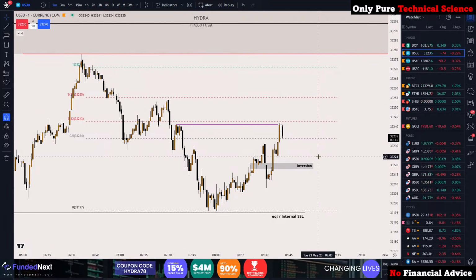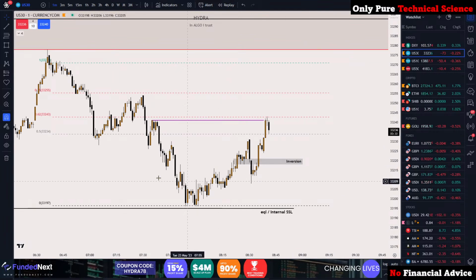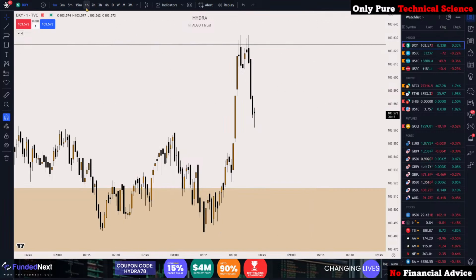So nothing is clear here. Let's just wait and see how price does it. And if you are looking at dollar, you can see the price took our relative equal highs that I talked about. Price got support from the hourly BC that I showed you guys. Okay, so that's the dollar chart.